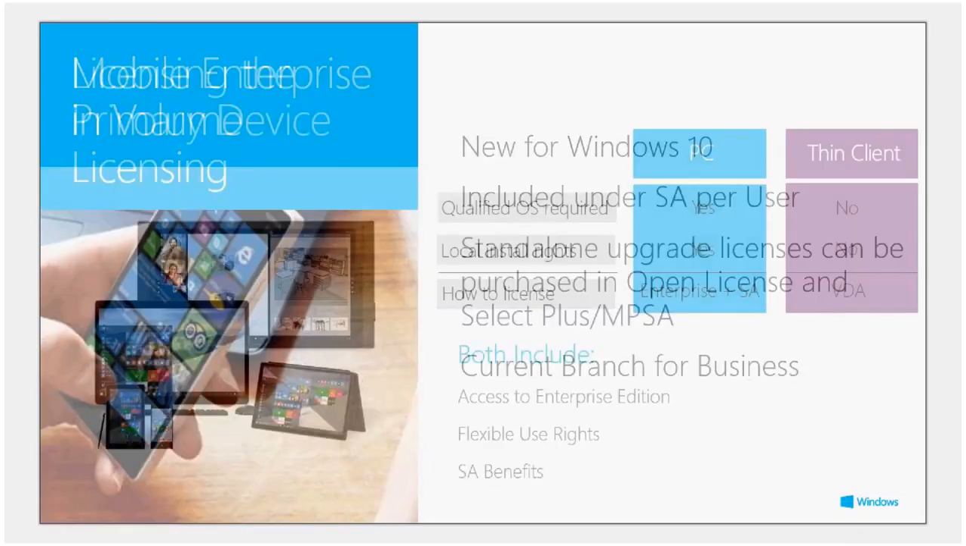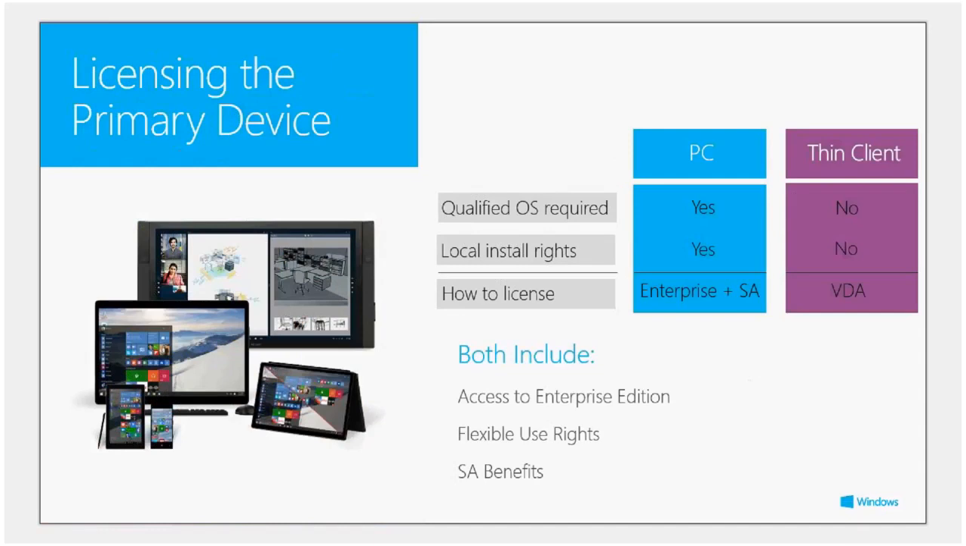We're now going to spend some time talking about how we license Windows Enterprise and software assurance for Windows 10. Customers can license a PC that has a qualified underlying operating system, such as Windows Pro. They would buy Enterprise plus SA. That gives them rights to locally install Windows Enterprise on that PC, but it does have that requirement of an underlying operating system.